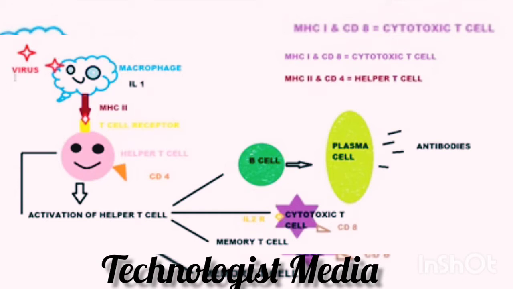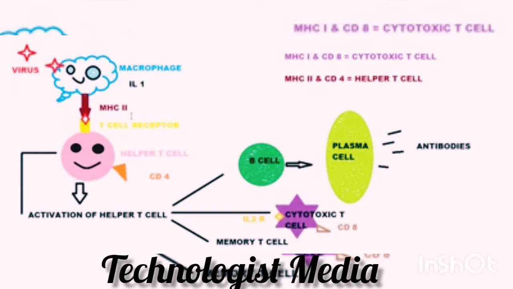You can see that over here a virus is present, and this virus has been phagocytosed by a macrophage. Now this macrophage will produce a cytokine that is called interleukin-1. When the virus enters the macrophage, it is degraded into small products, and one of those products, the processed viral antigen, is presented as an epitope.